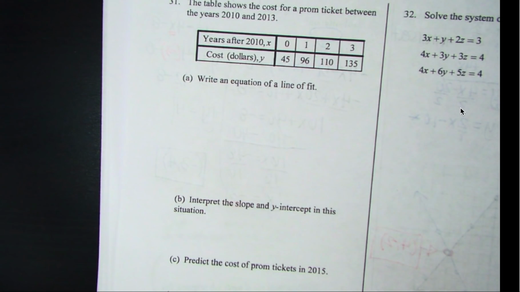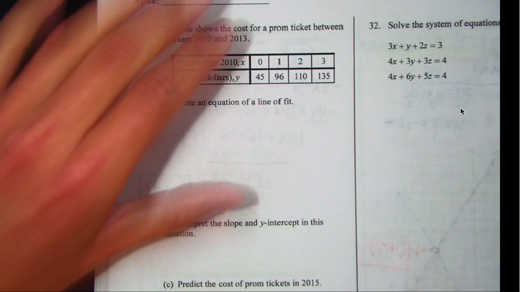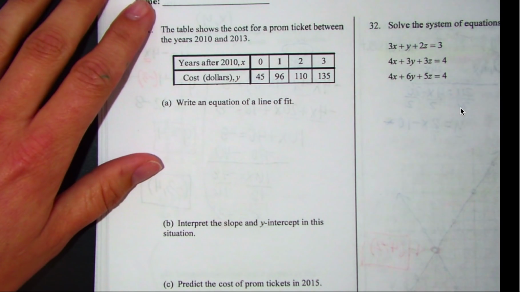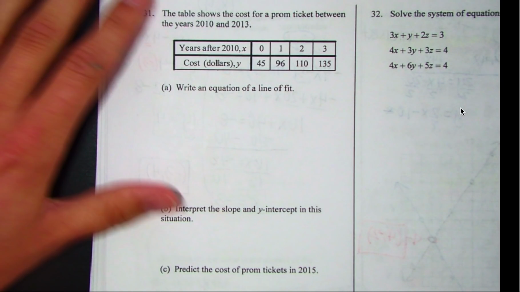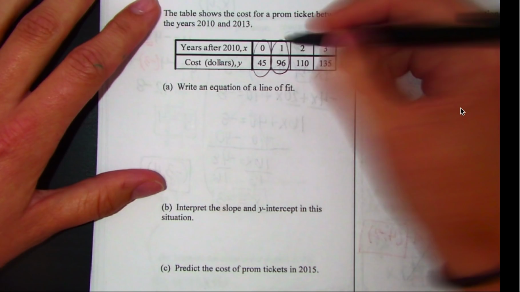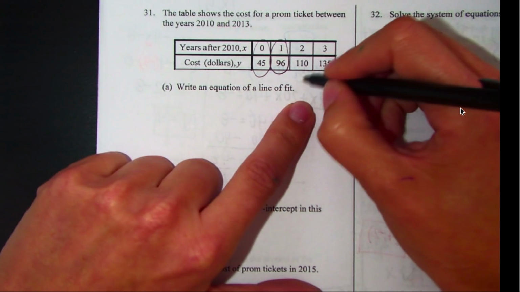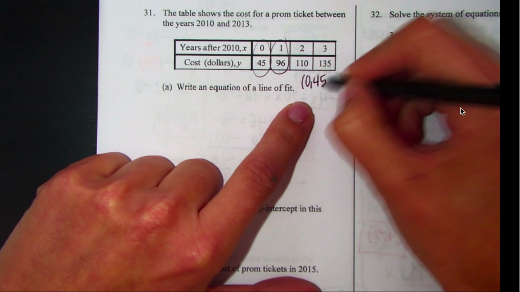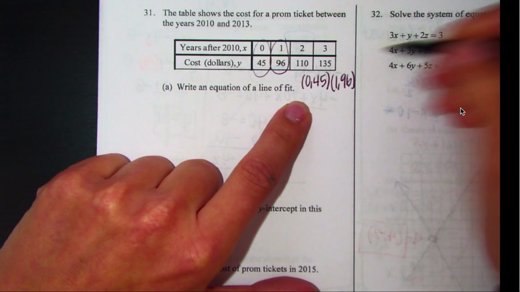Number 31, we're going to write an equation of the line of fit. That just means write an equation. So in order to write an equation, given this information, I can go ahead and copy down 2 ordered pairs from the table. It does not matter what you choose. So I'm going to choose this and this. So I have 0, 45 and 1, 96, and I'm going to write that equation.